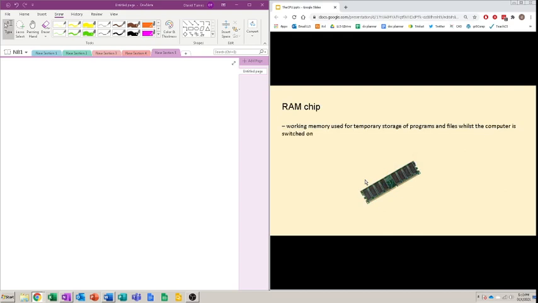The next piece is the RAM chip. This is the memory that the computer uses to temporarily store programs and files that you're using when the computer is switched on. It's located on the motherboard itself, and it can be anywhere between 1 to 16 gigabytes of RAM and potentially more if you decide to have a bigger system.